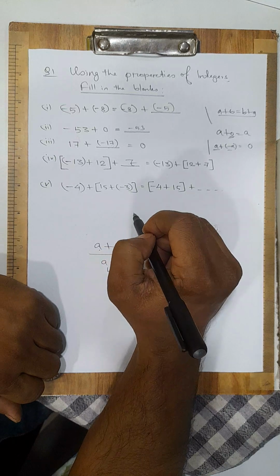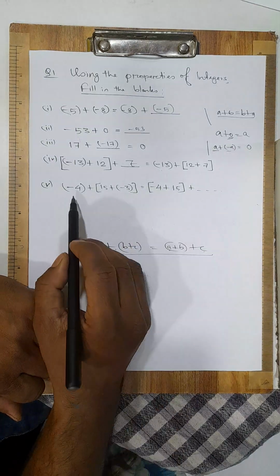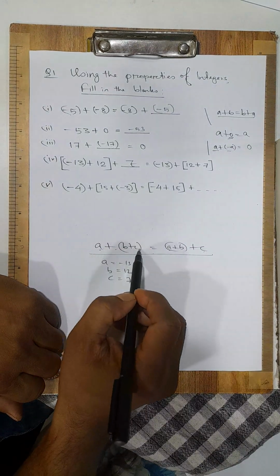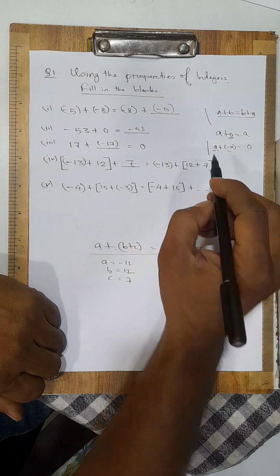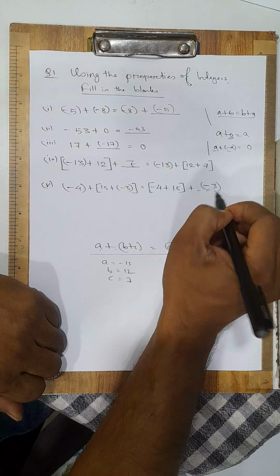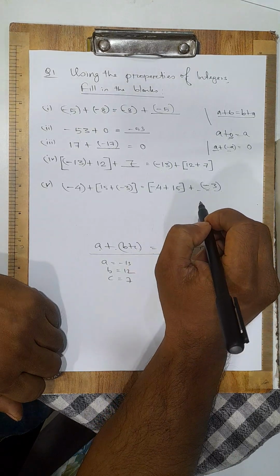Then you find this again, the associative property, (a + b) + c equals a + (b + c). C means here minus 3. Again we are using the associative property of addition.